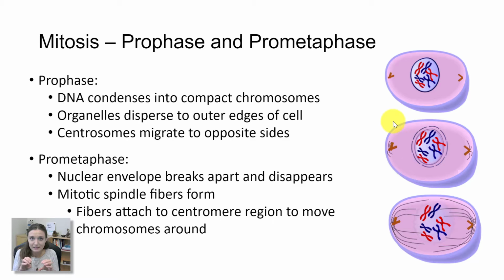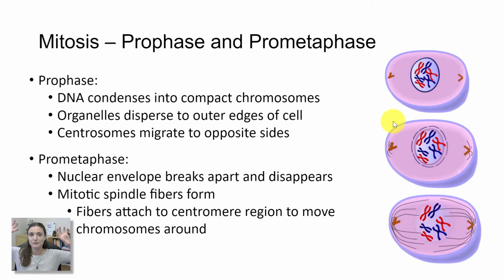Our organelles kind of scooch to the outside of the cell, to the edges of the cell, because they want to be out of the way. Mitosis is sometimes called the dance of the chromosomes. So they gotta get out of the way. They don't want to block those chromosomes from doing their thing. So organelles move to the side of the cell.